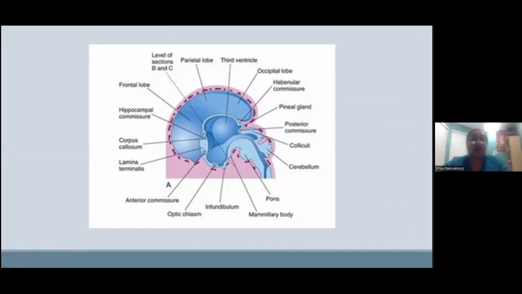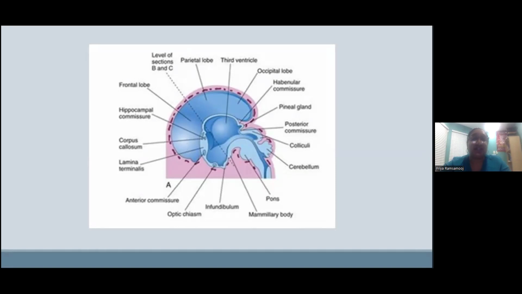So the first commissure to actually form is the anterior commissure and the hippocampal commissure. And what these are, they're really just small fiber bundles that connect the older parts of the brain. The anterior commissure connects the olfactory bulb and related areas of one hemisphere to the other. The hippocampal commissure connects the hippocampal formations.